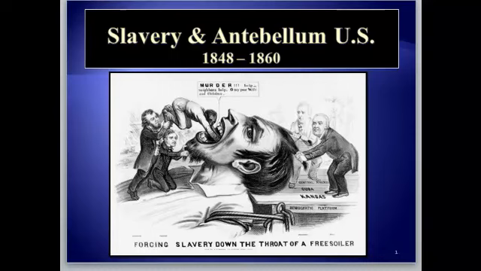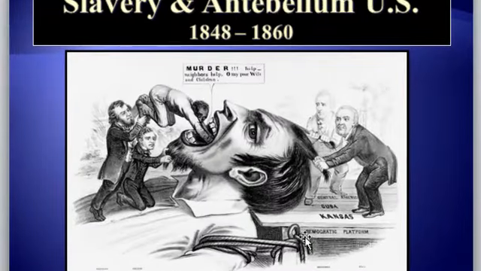This is a very famous political cartoon of the time. Down at the bottom, it notes the Democratic platform in Kansas and Cuba, etc. And these caricatures are of various political figures of the time. This is President Van Buren, and these are our other candidates. This is President Pierce. This is meant to be Stephen Douglas. And the idea is that they're shoving slavery down the throat of a free soiler.